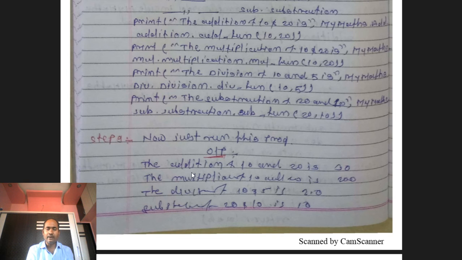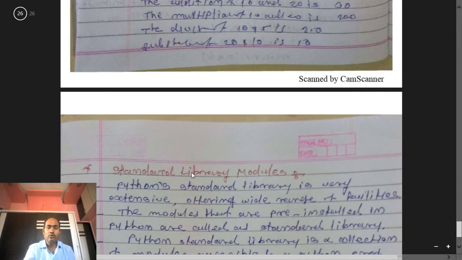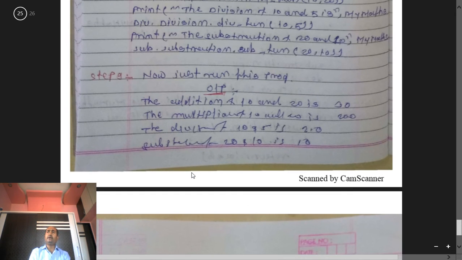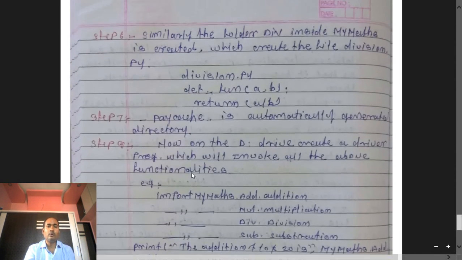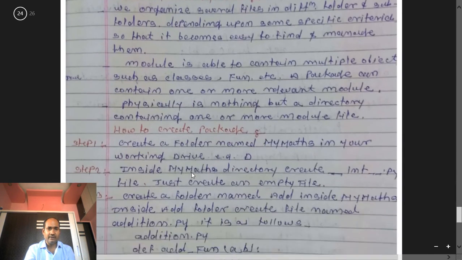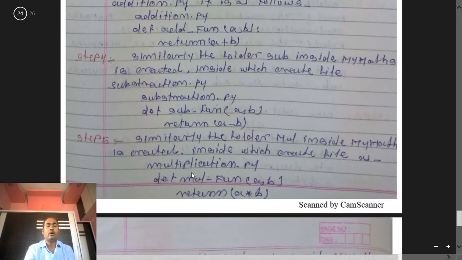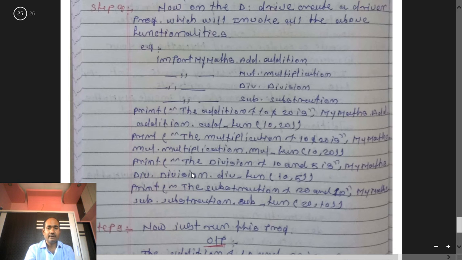Now what will happen after running this whole program written in step 8? What will the output be? The addition of 10 and 20 is 30, the multiplication of 10 and 20 is 200, the division of 10 and 5 is 2.0, and the subtraction of 10 and 20 and 10 is 10. So in this way we show the output of the program. That means we create the package on the D drive in Python. Now these are the 9 steps we use for creating our package in Python.